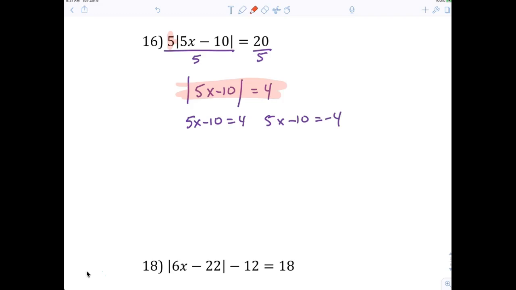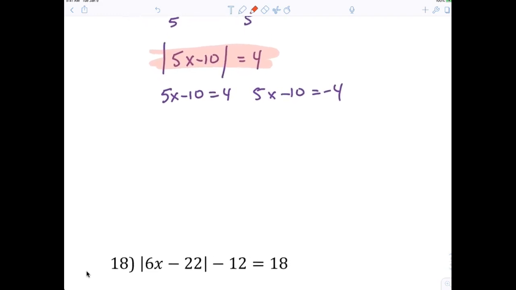Can you explain why you divided it? Well, because one of the rules is when you're solving an absolute value, the absolute value has to be by itself first. You with me on that? It has to be by itself. And this is 5 times the absolute value. Okay? So now we're going to solve this out. All right?